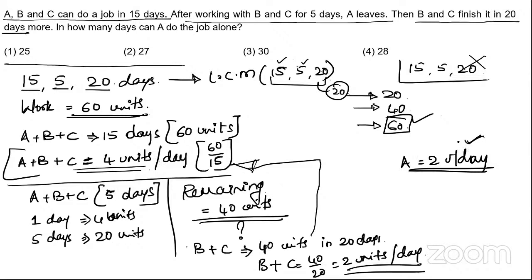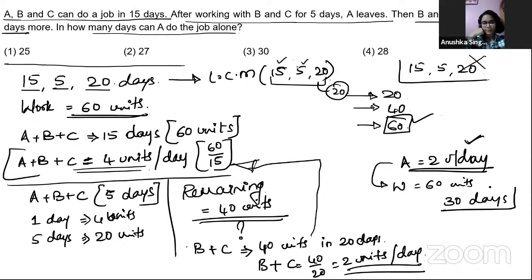Now what is the question? The question is that in how many days A can do the job alone? What is your total work? 60 units. So if A has to do the 60 units, and if A is doing 2 units in one day, he will take exactly 30 days. 30 days to complete the job.